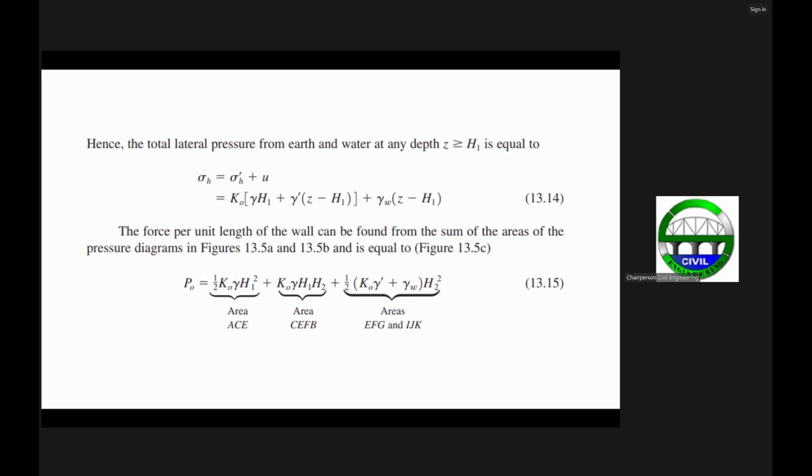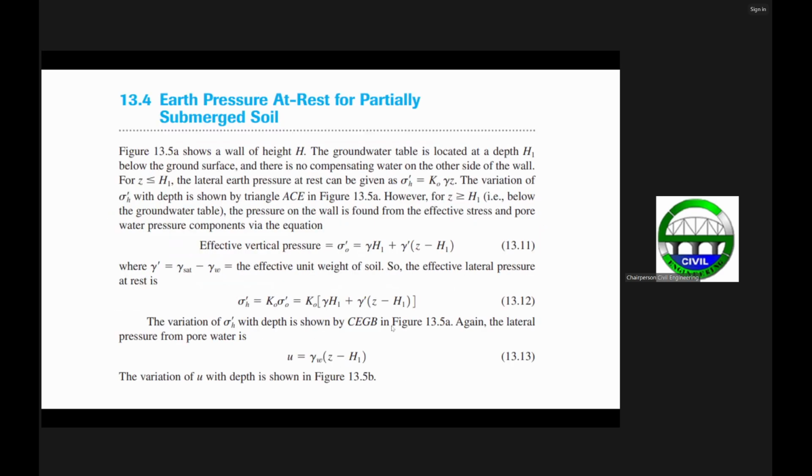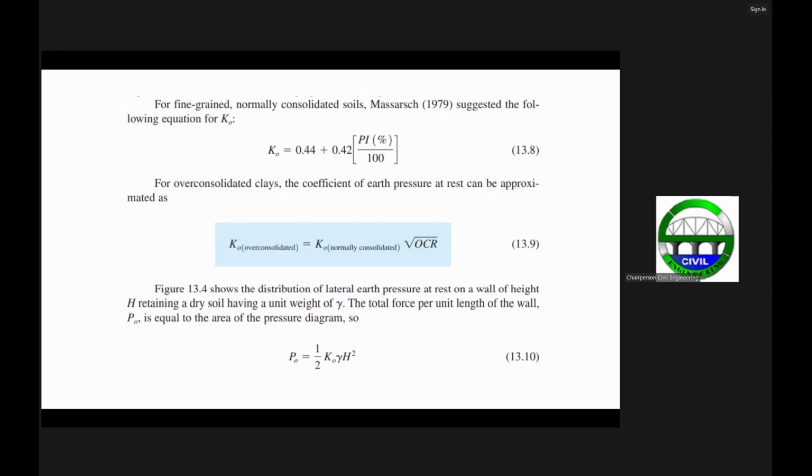So this can now be the formula if you have a groundwater level. It would be much simpler if there is no groundwater level, because you only have this for your total force per unit length. So it would be nice if there is no groundwater level. That means your wall will become more expensive if you have the presence of groundwater level, because the total force exerted on your retaining wall will be greater.